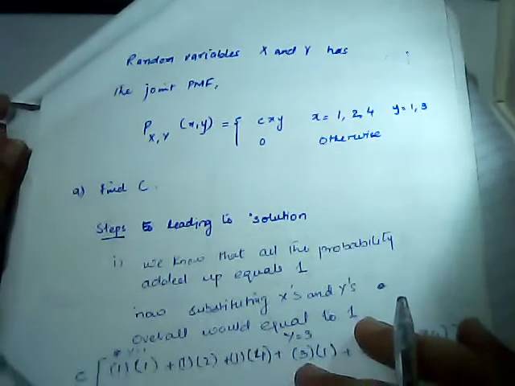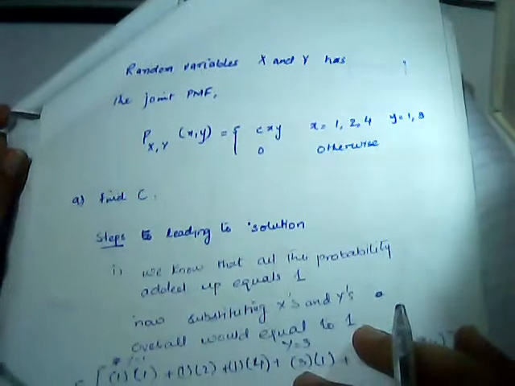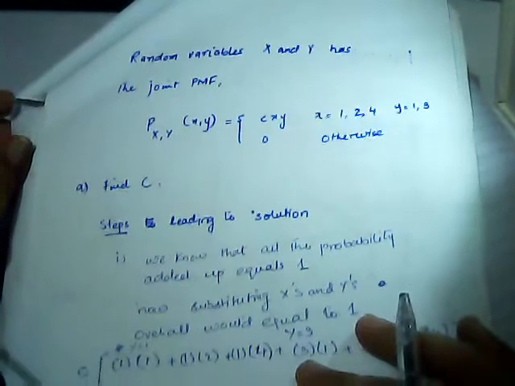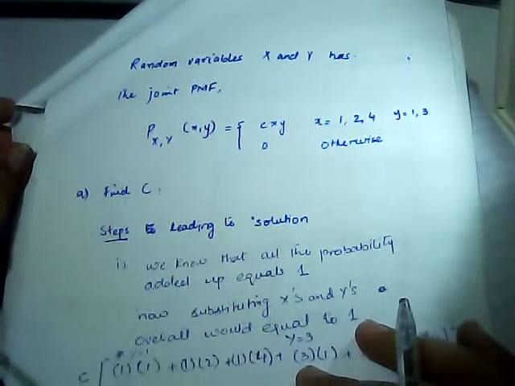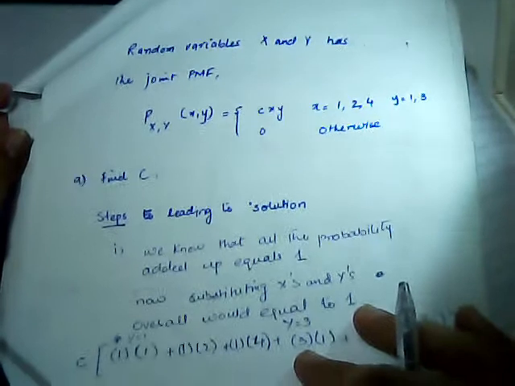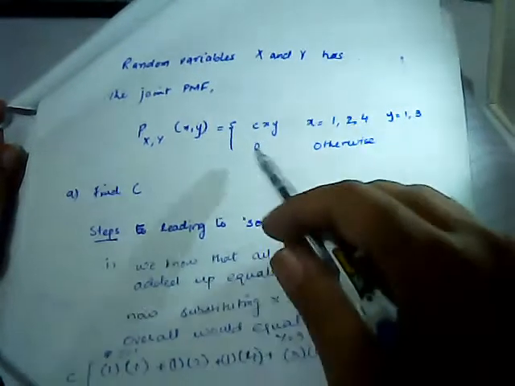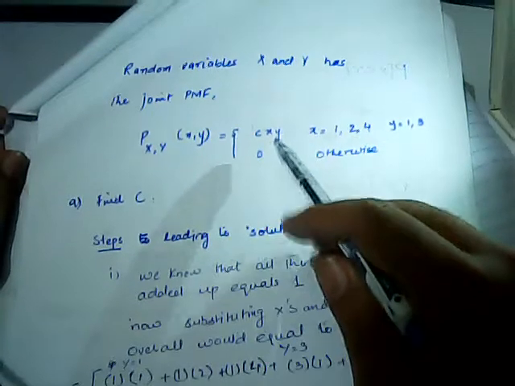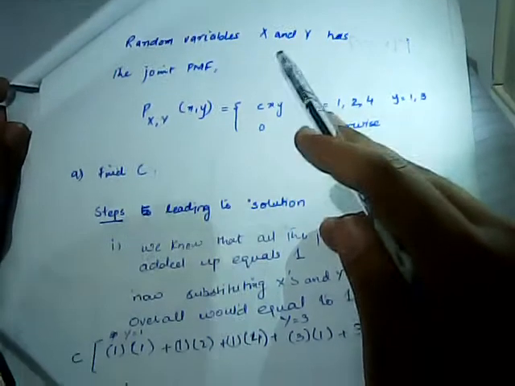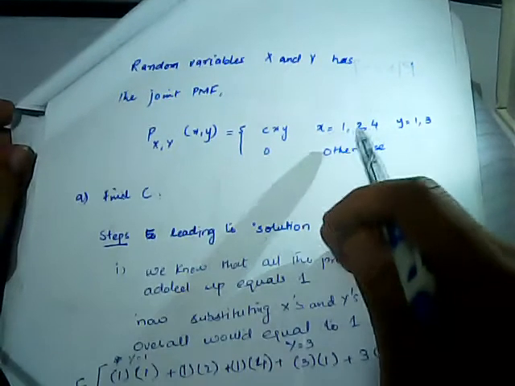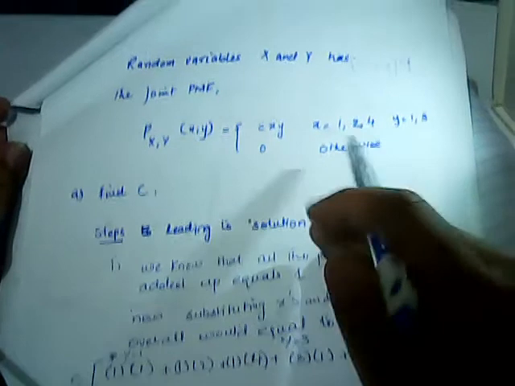Today we have an example, joint PMF. This example follows from the book and we'll be analyzing it. The PMF is given by CXY, where C is a constant. X and Y are the values belonging to the variables x and y, where x ranges from 1 to 4 and y takes the values 1 and 3, and the PMF is 0 otherwise.